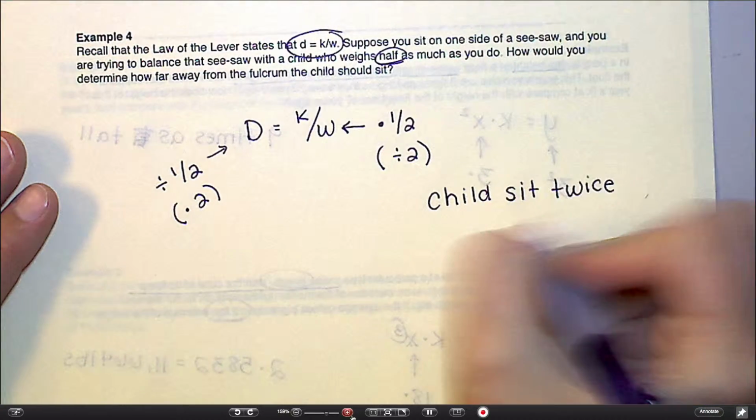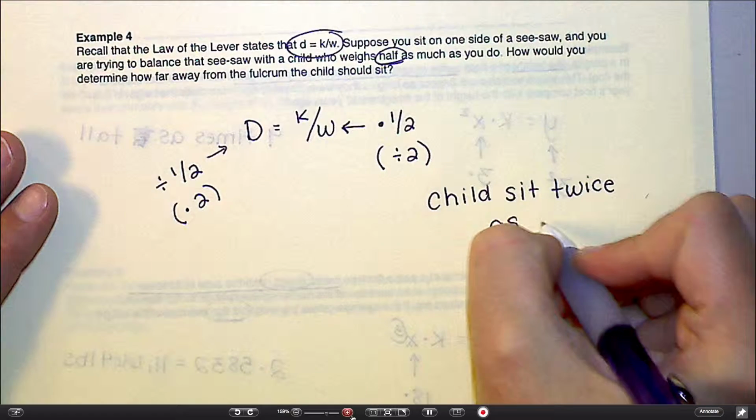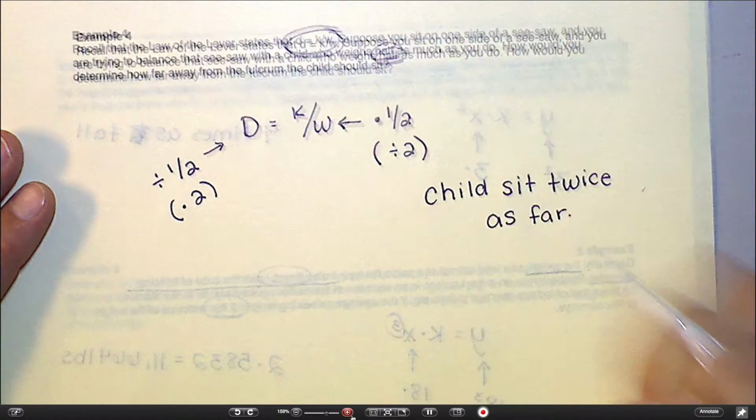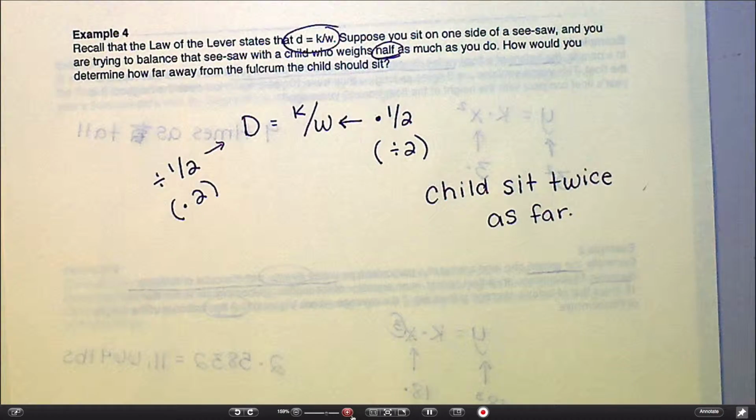And that would be a rule of thumb you could use for any person that sits down. So again, I don't care what your weight actually is. If a child sits down that is half of your weight, they need to sit twice as far away from the center. Does that make sense?